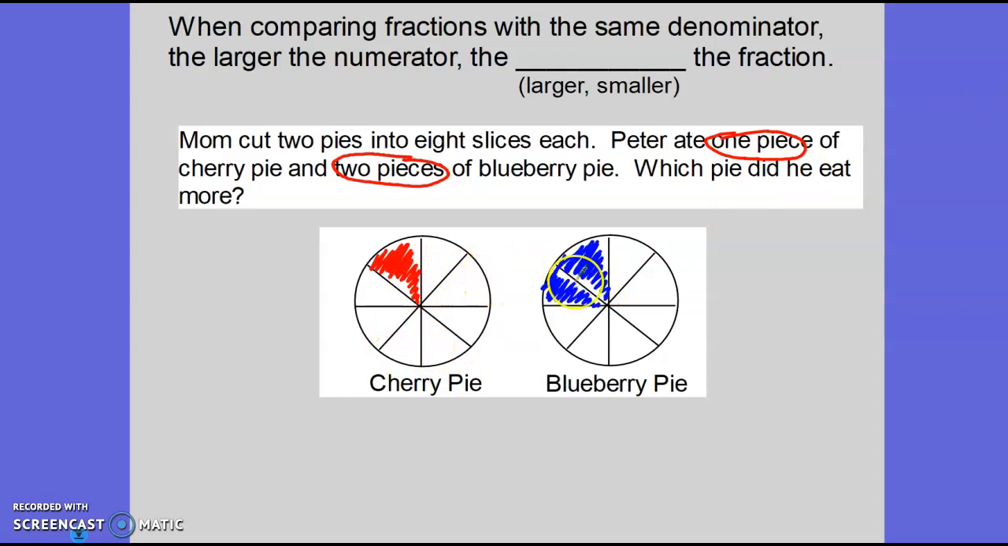If you look at the size of the shaded parts, you can tell that he ate more blueberry pie because this one is 1/8, this one is 2/8. We know that 2/8 is bigger, so 2 dots next to it. 1/8 is smaller, so 1 dot next to it. Connect the dots. 1/8 is less than 2/8. When comparing fractions with the same denominator, which is 8 pieces, the larger the numerator, the larger the fraction.